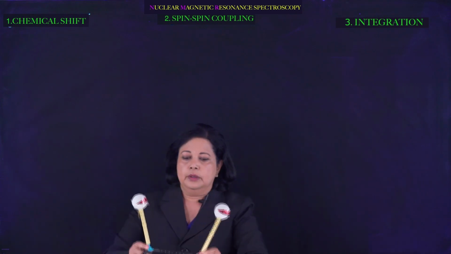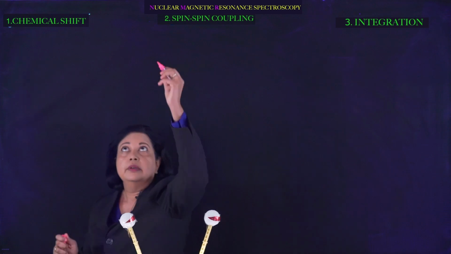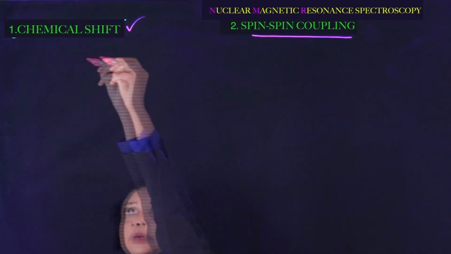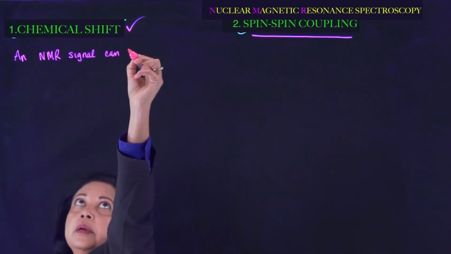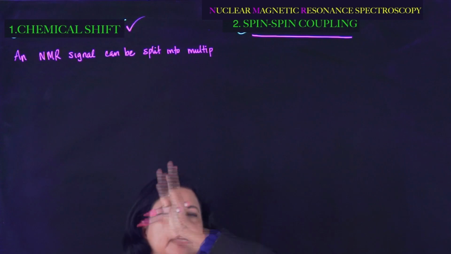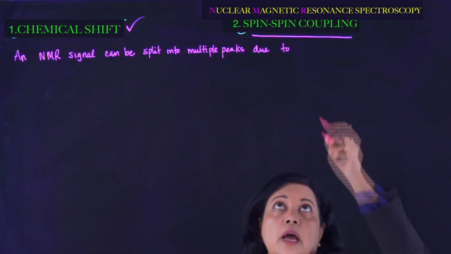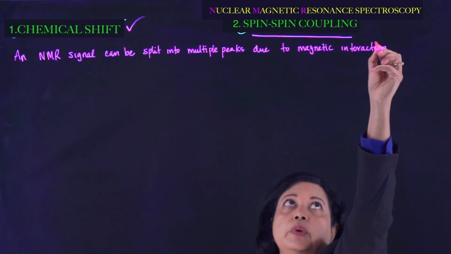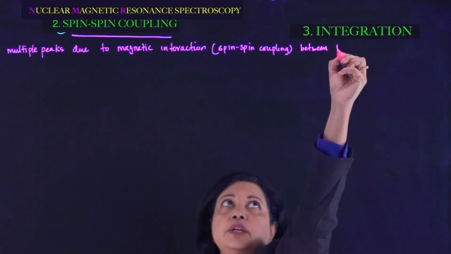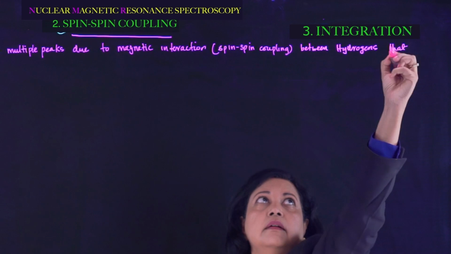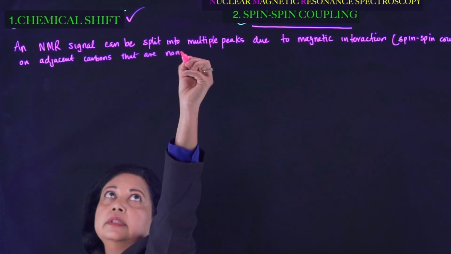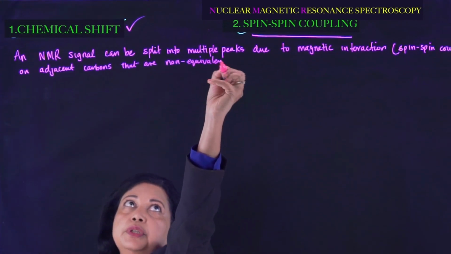Okay, and so let's write down the definition. So we already completed this. We're going to talk about spin-spin coupling here. So an NMR signal can be split into multiple peaks. So instead of getting one blob, you get fine lines, multiple peaks, due to magnetic interaction, which we also call spin-spin coupling, between hydrogens that are on adjacent carbons that are non-equivalent. Okay. So that's very important too, that they're non-equivalent.